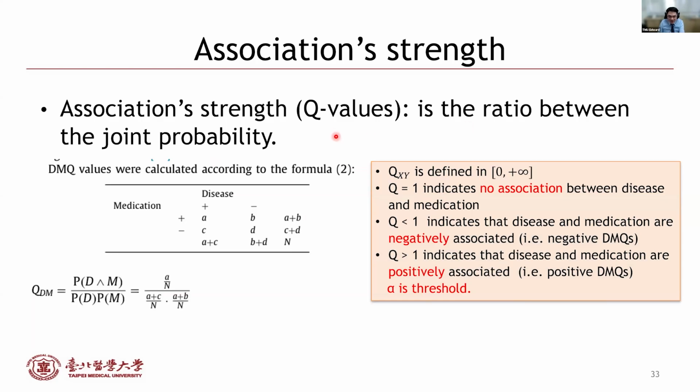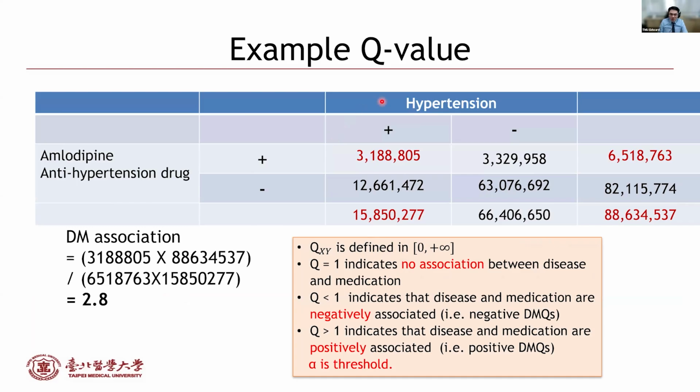Let me give you another example, much easier. Here is hypertension, and here is one drug we call an anti-hypertension drug. This is a 2x2 table. This plus means the patient has hypertension and the patient takes this drug. And this one means the patient has hypertension, but the patient didn't use an anti-hypertension drug. Based on this, we can compute the association between the disease and the medication. Like this one, the association is 2.8. So if the association is more than 1, we say this is a positive association.